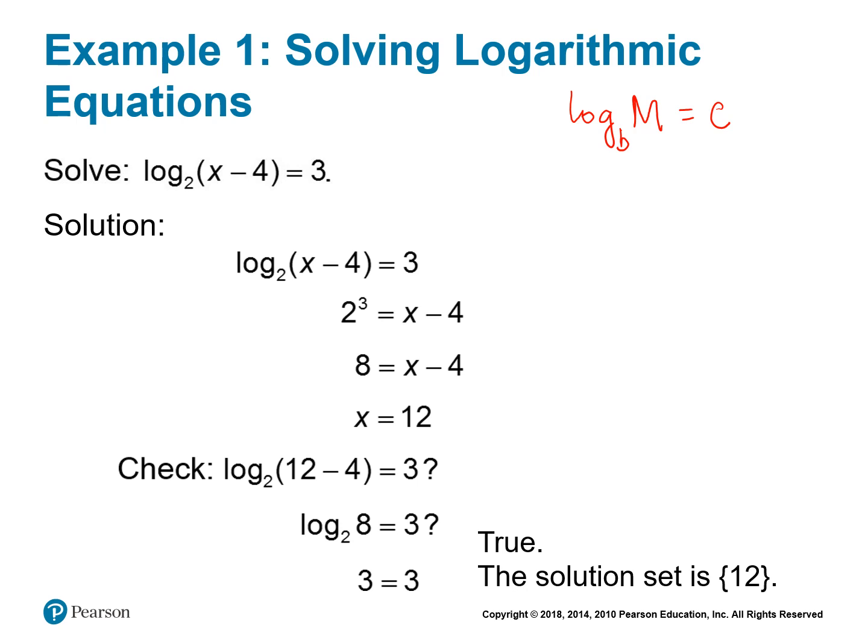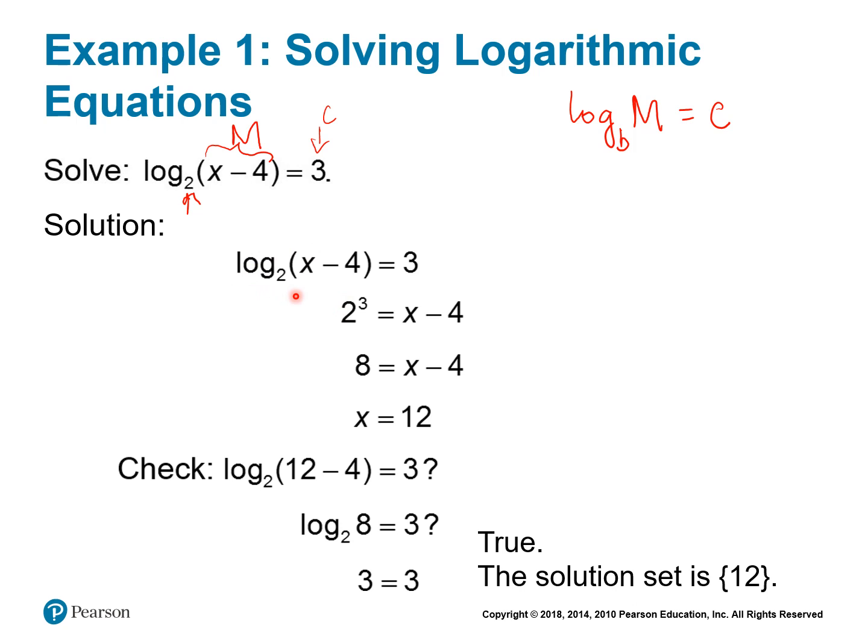Over here we have log and the base is 2 and m is this entire expression. X minus 4 is this entire expression, and then 3 is what our c is. All right, so we are good to get started with this and solve it. So let's go through the steps here.